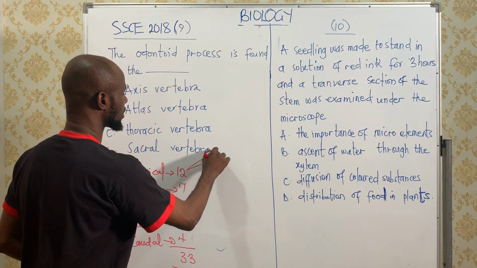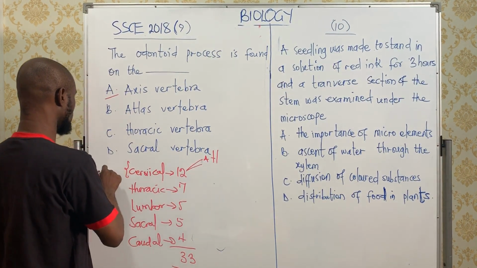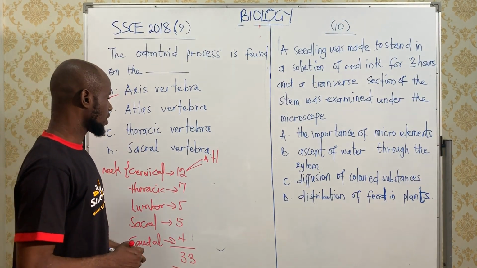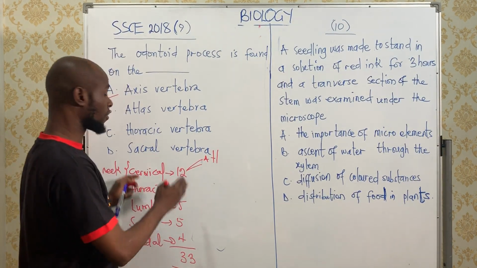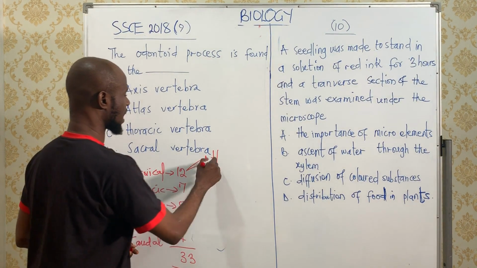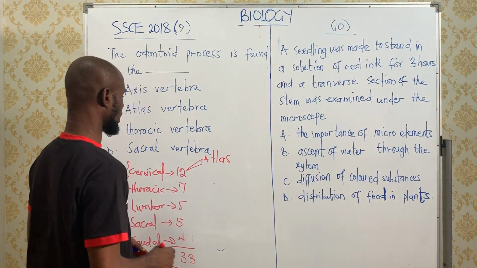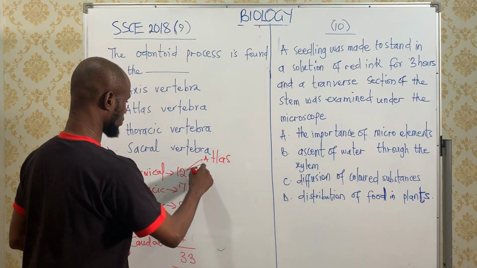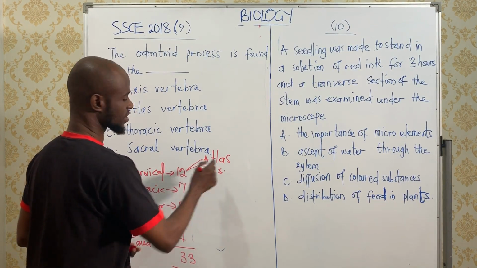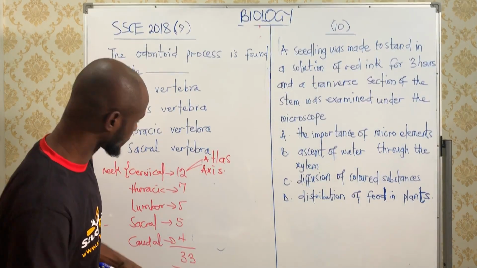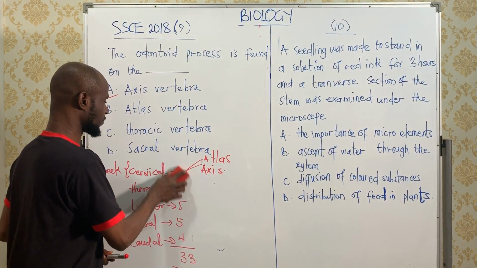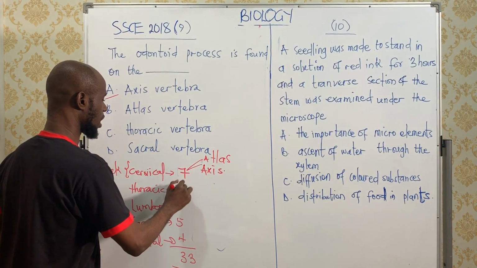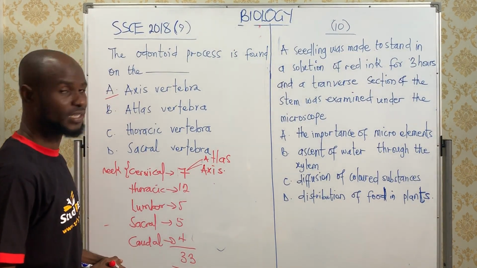So the first is called the atlas, at the neck region. The first of the cervical vertebrae is called the atlas. Then we have the axis. Sorry, that's a mistake. We have 7 of the cervical vertebra, then we have 12 of the thoracic vertebra.